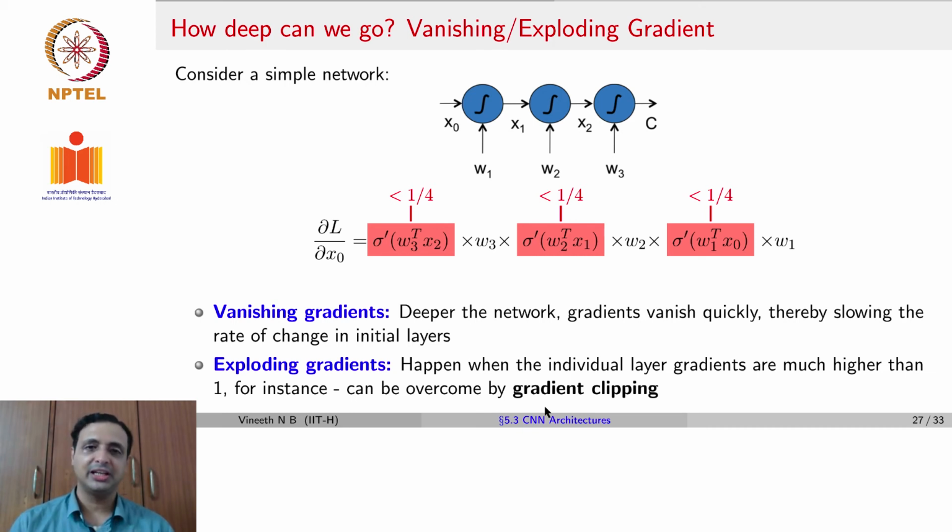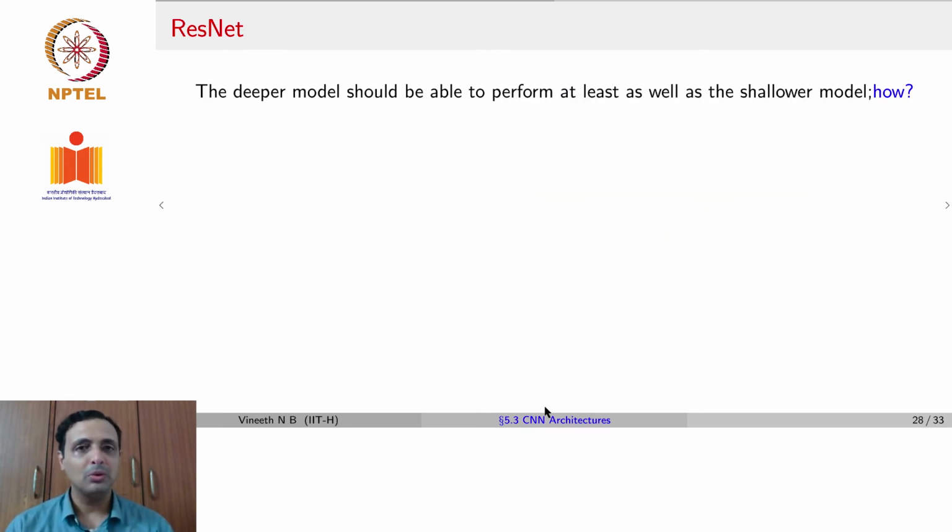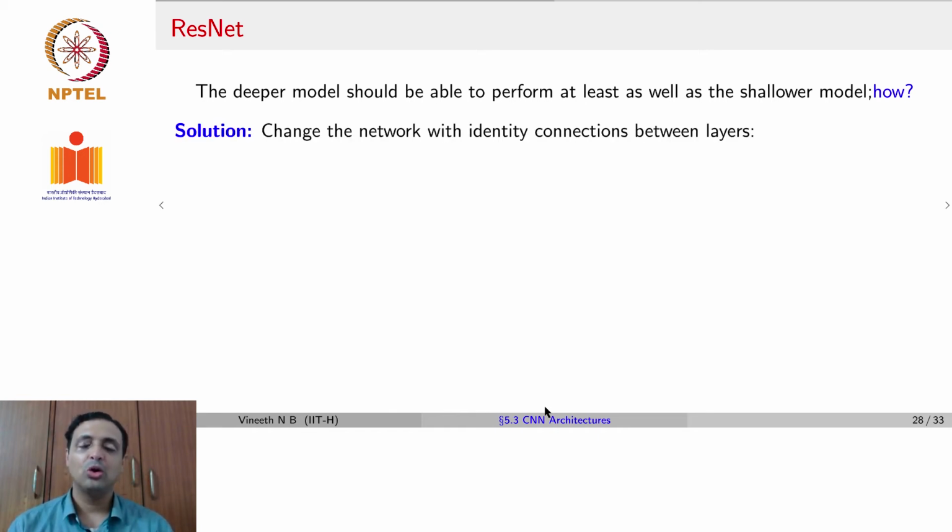Coming back to the vanishing gradients problem, this problem was addressed in a CNN architecture in 2015 called ResNets, or residual nets. They wanted to ensure that a deep model should at least perform as well as a shallow model. How is this possible? The idea they came up with was to introduce what are known as residual blocks, which are connected to each other through identity connections or identity matrix.